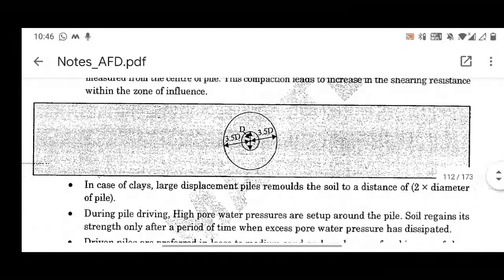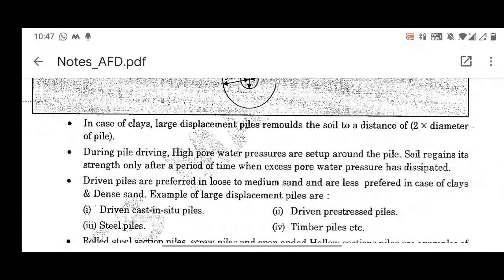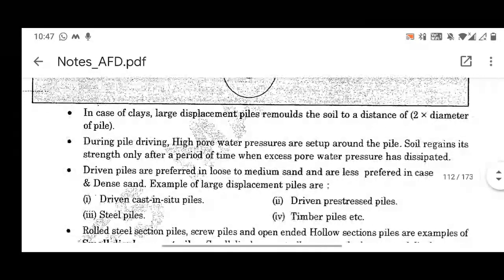Now, driven piles are preferred in loose to medium sand and are less preferred in case of clays and dense sand. Class, please note this point from the GATE engineering services point of view: whenever you are using these driven piles, you have to use them only for loose to medium sand, right? And they are very less preferred in clays and dense sand.